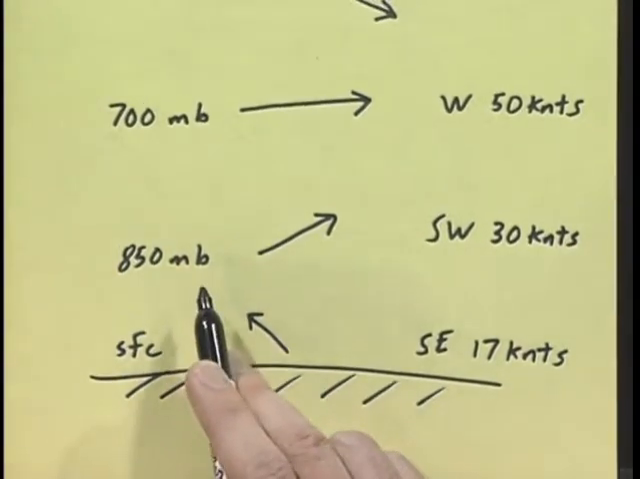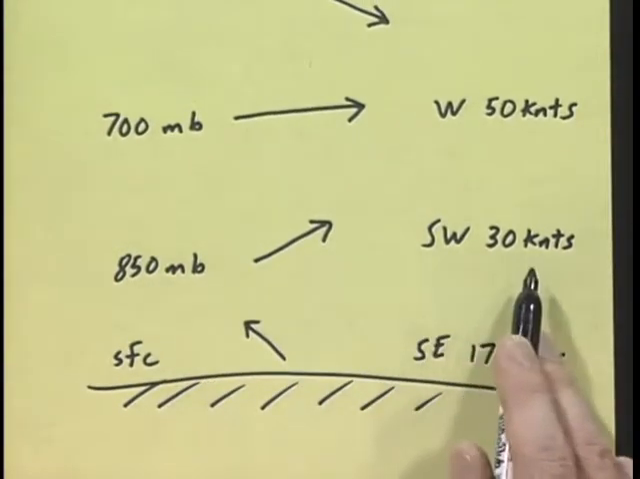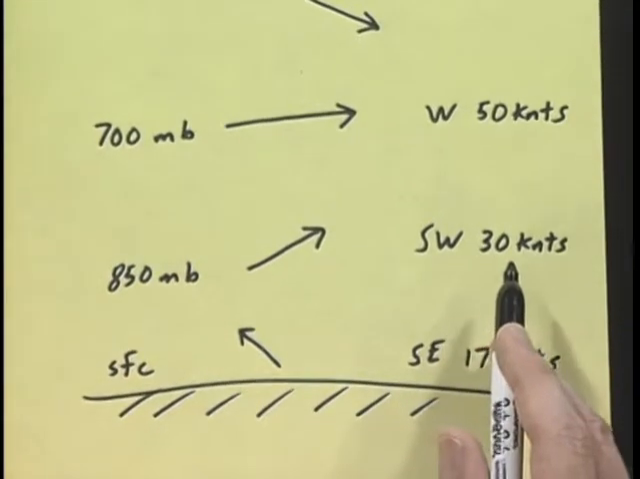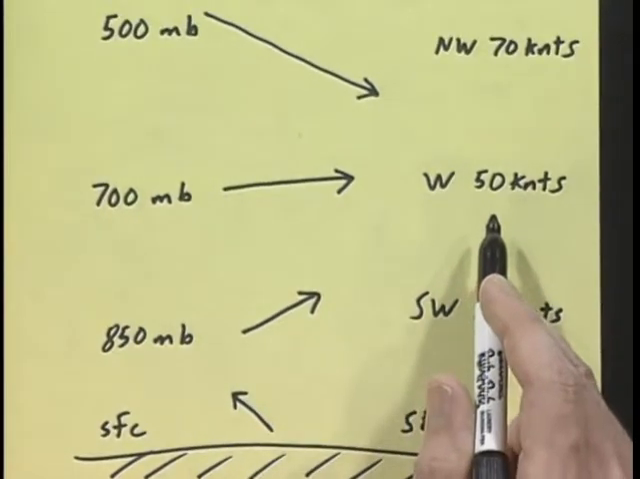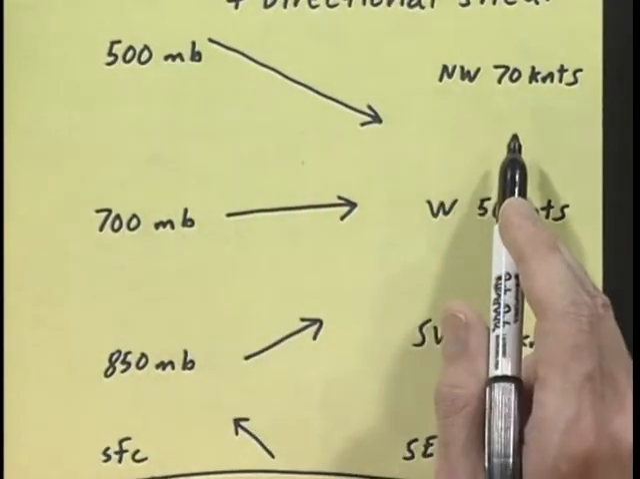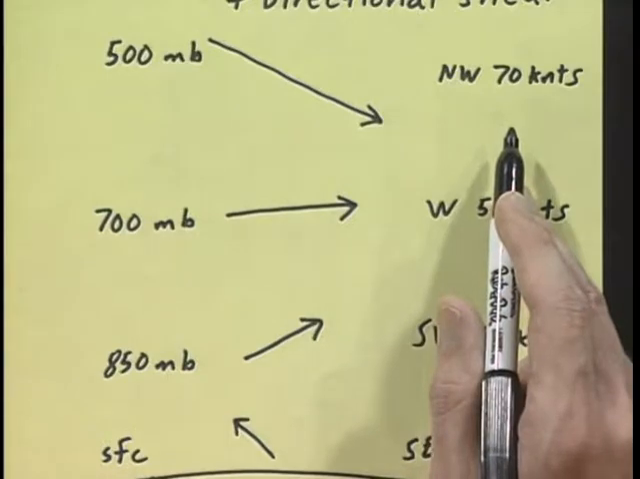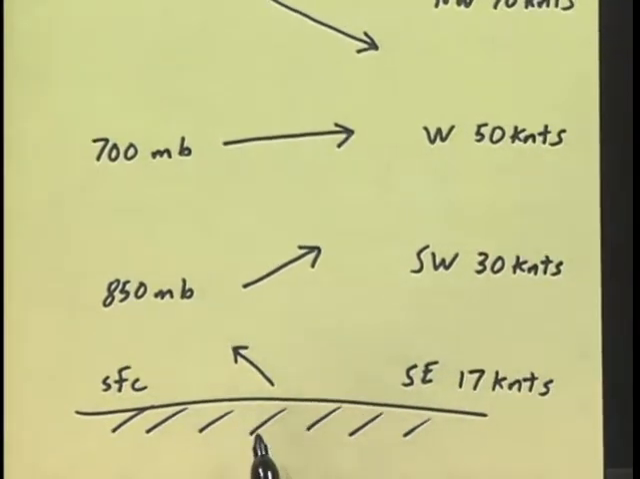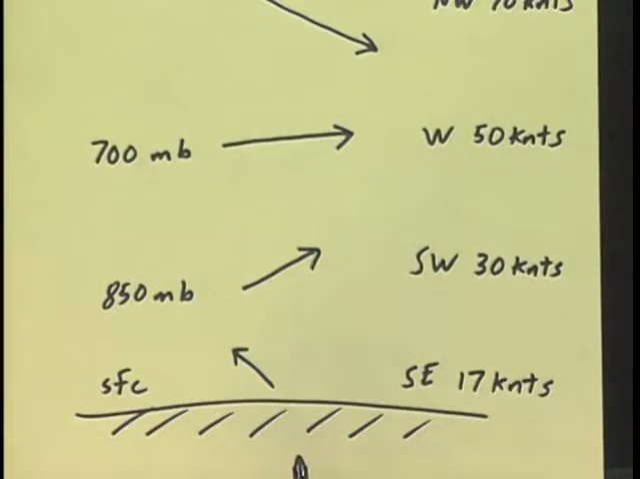As we go up to 850 millibars, the wind speed increases to 30 knots. So we know that we have speed shear. The wind speed is increasing with height, 700 millibars up to 50 knots, 500 millibars up to 70 knots. But not only do we have the wind speeds increasing with height, the wind direction is also changing with height. It's turning in a clockwise manner with height.